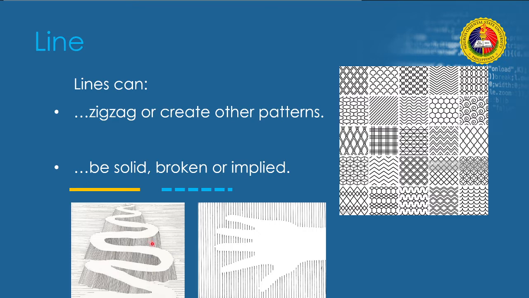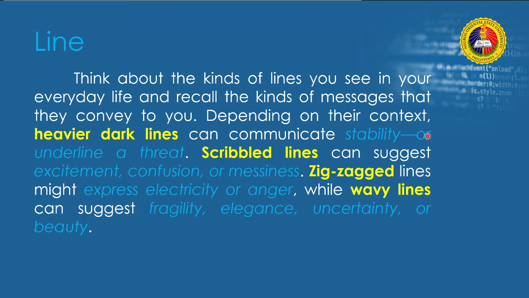In this other example, these are groups of lines arranged in such a way that they form a hand, right? And then we have patterns here, and we can also use lines for creating textures, and so on and so forth. Think about the kinds of lines you will see in your everyday life and recall the kinds of messages they convey to you. Depending on their context, heavier, dark lines can communicate stability or underline.